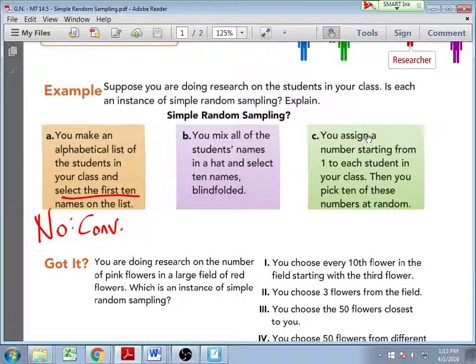What about Layla? If you mix all the students' names in a hat, and a hat is really just any object that you can put names into, and select 10 names while blindfolded, is that simple random? Yeah, because you mixed everybody up, you randomized them, and you selected them blindfolded.